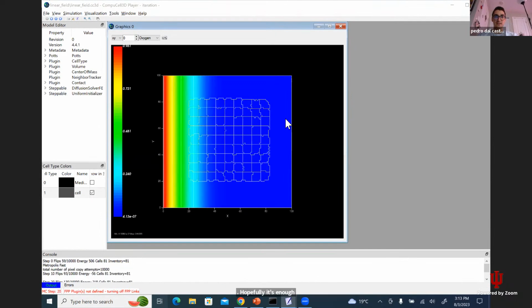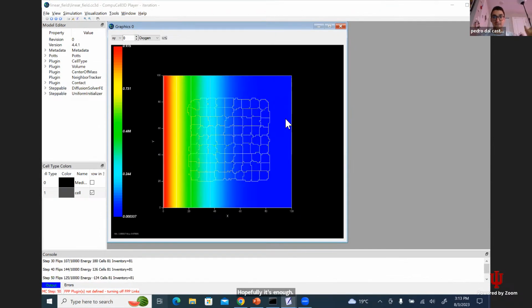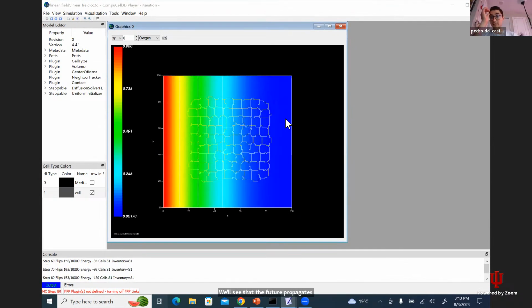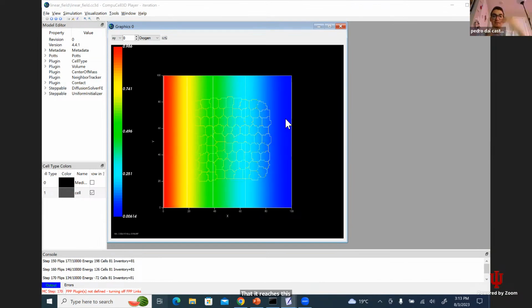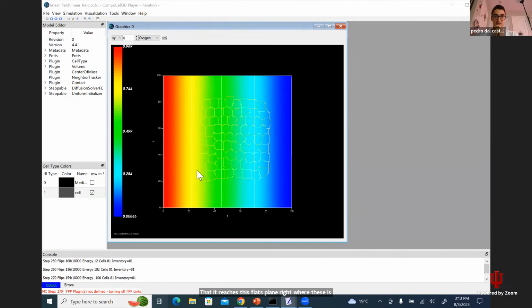We'll see that the field propagates faster, right? And in the steady state, we'll see that it reaches this flat plane, where these isolines are evenly spaced. So you can see one isoline here. With my mouse it's over the yellow part, so it's difficult to see. The other straight line is here in the middle, and the last one on the right.